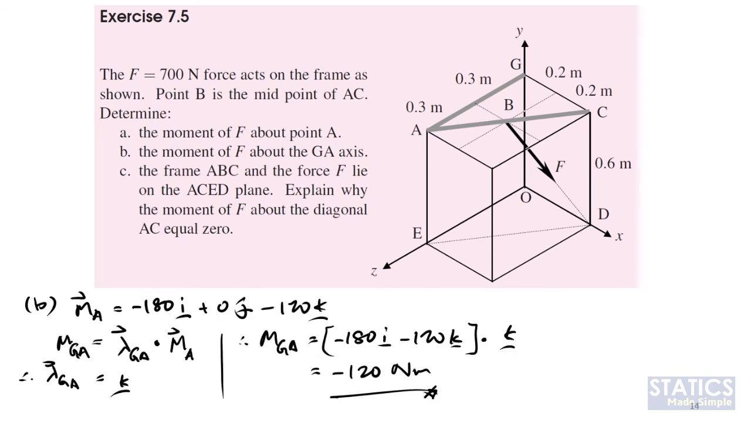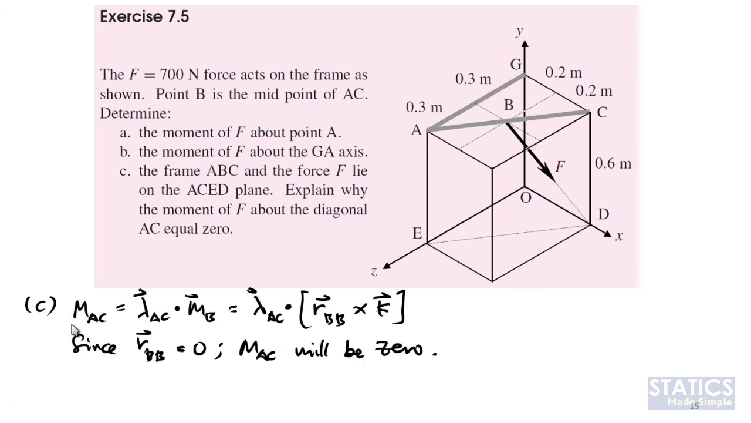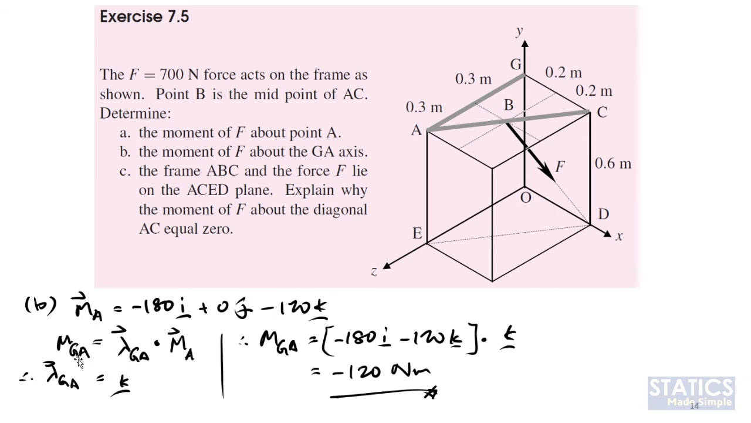Why do we need to be specific? Because we know the moment about GA axis should be a unit vector along GA, lambda GA dot MA. Lambda GA, the unit vector along GA axis, also starts from G and ends at A. The unit vector along GA axis, from G to A, is positive K, since it is acting along the positive axis. So lambda GA equals plus K.